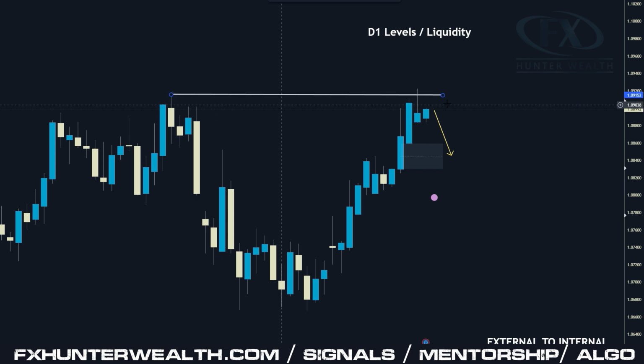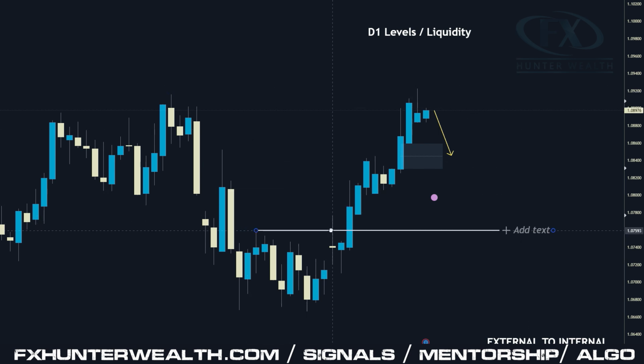So let me, okay, like this, and now we are closing below. So what does this mean? If we're closing below, it means that the market probably needs to take a breath, or at least it needs to go into the internal liquidity on the daily, right? So let me show you in here, for example, if we move a little bit lower, right?